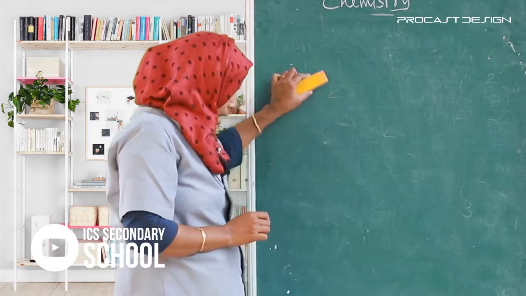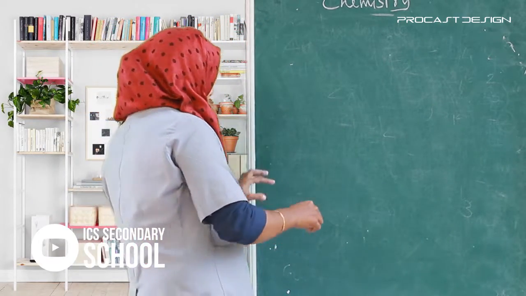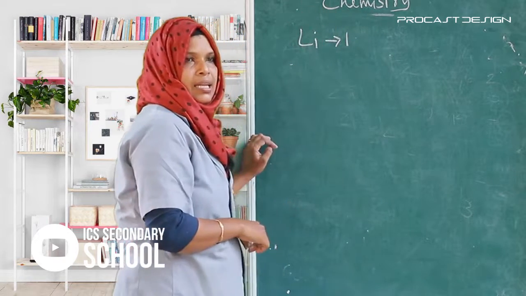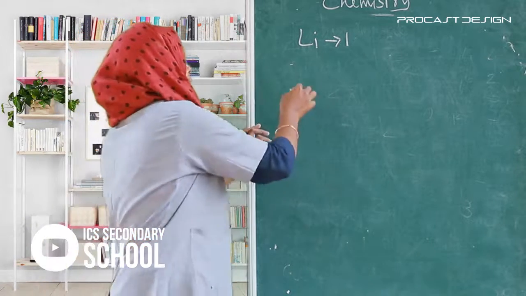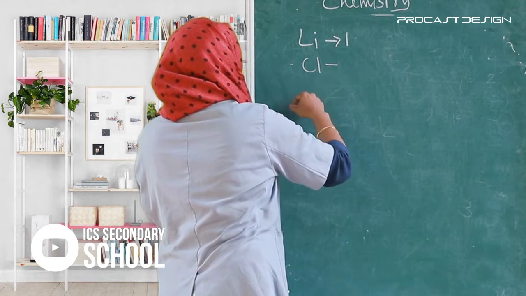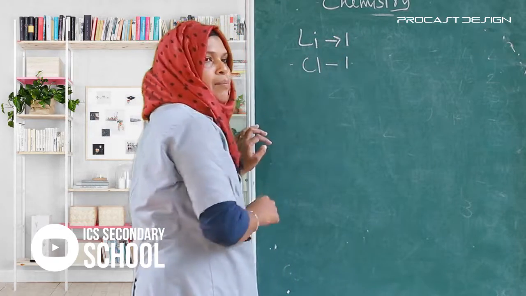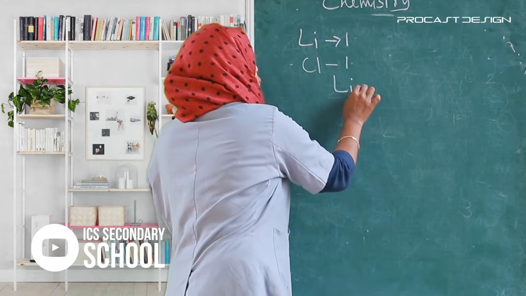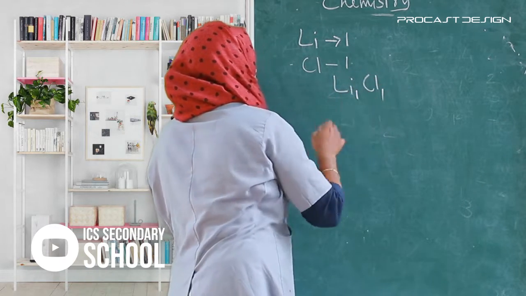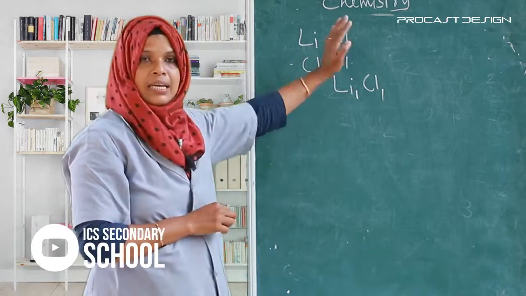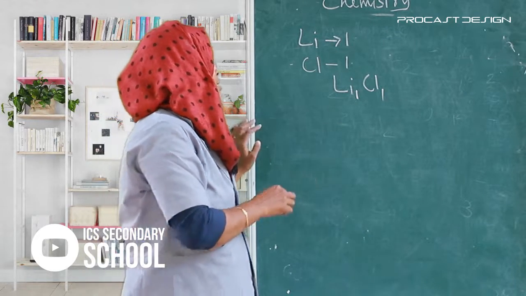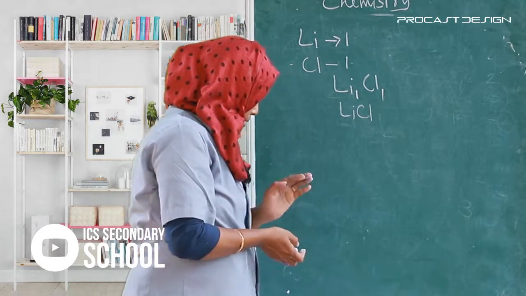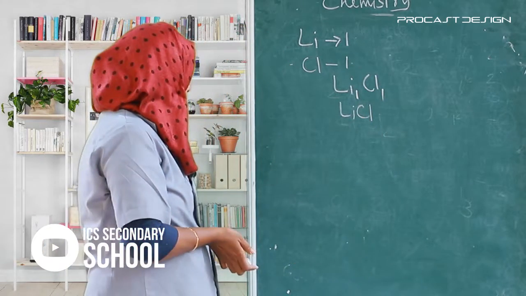Next one, consider Li valency 1 and chlorine valency 1. Chemical formula Li1 Cl1. The valency of lithium and chlorine are equal, so its chemical formula is LiCl.